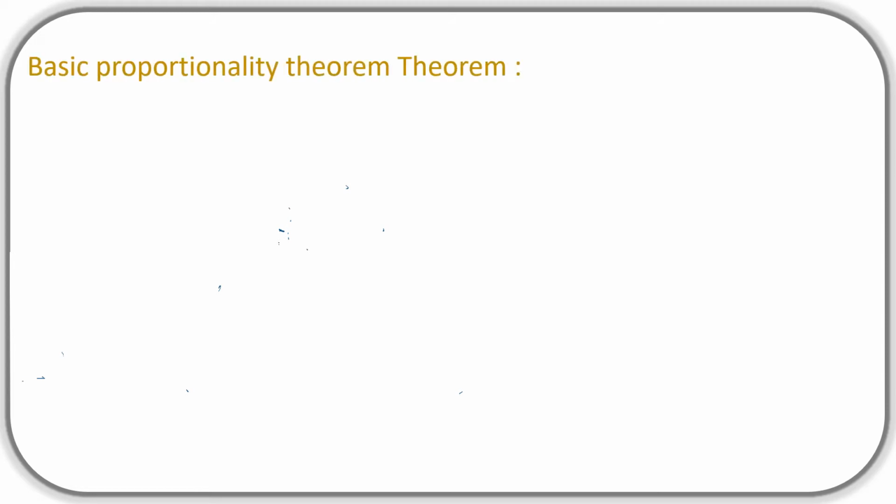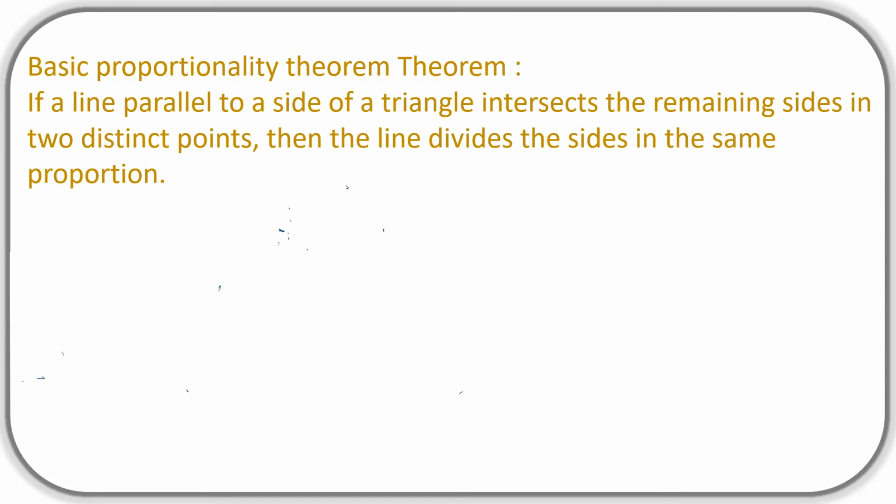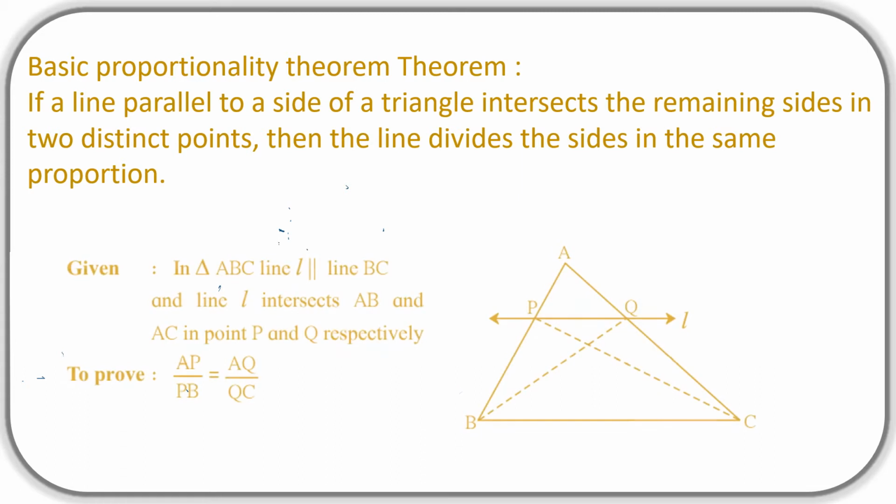Basic proportionality theorem. The theorem says that if a line parallel to a side of a triangle intersects the remaining sides in two distinct points, then the line divides the sides in the same proportion. You remember this, you know this. This diagram will help you to remember it very clearly.